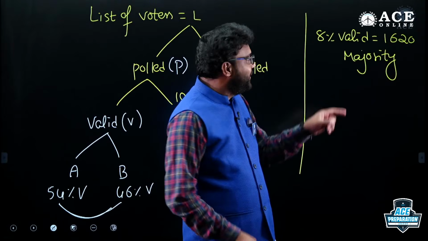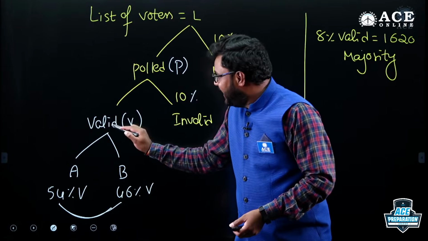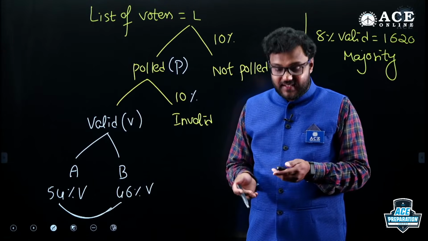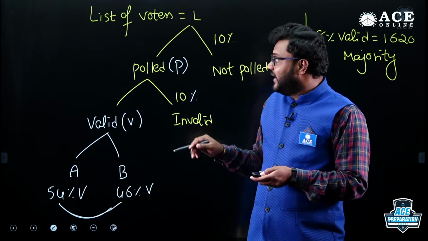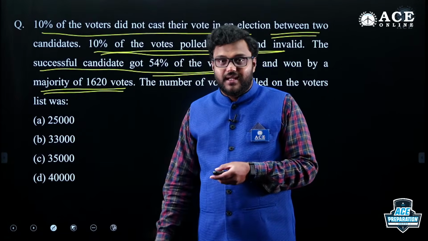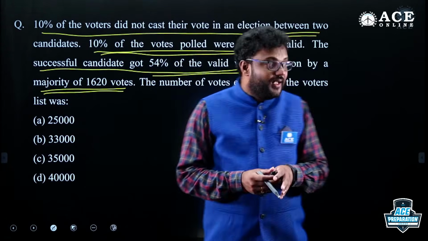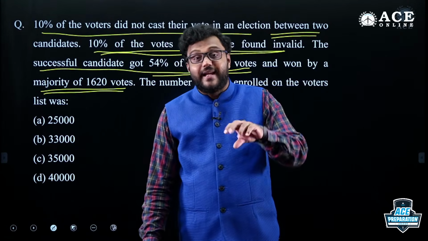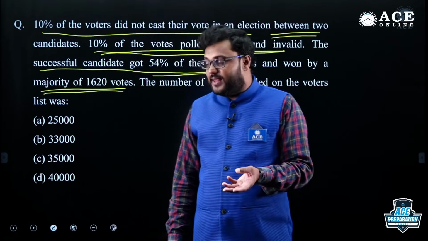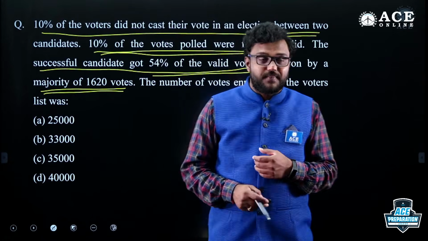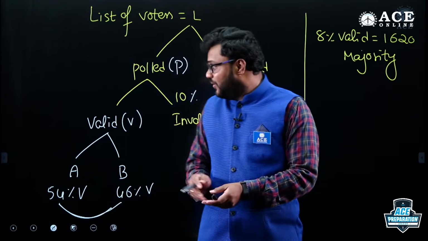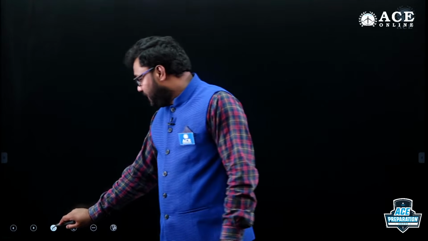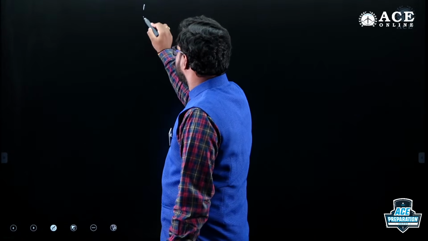One procedure here: you can calculate valid from this, from valid, polled, from polled, total. One method is that. The other method is assumption. Here all things are given in terms of percentage. We can assume the list of voters, the enrolled, how many people are enrolled in the voters list. That we can assume and proceed. Or else the other one is you can do the reverse process: calculate valid, from valid go for poll, from poll go for the list of voters. Many methods to handle. Now see, one easy way is assuming the list of voters, my dear friends.